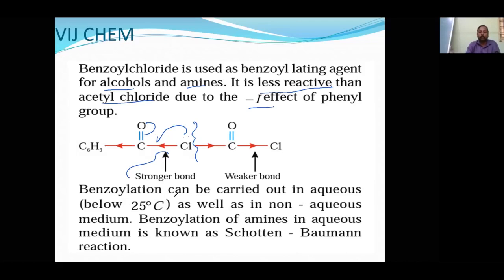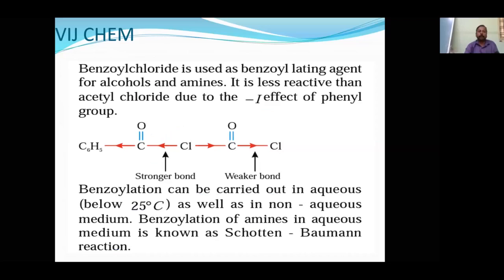So benzoylation can be carried out in aqueous solution below 25 degrees Celsius as well as in non-aqueous medium. Benzoylation of amines in aqueous medium is known as the Schotten-Baumann reaction. This is also a naming reaction. Anyhow, you will study that again in the preparation of amines, and benzylamine will also be studied again in the amines.